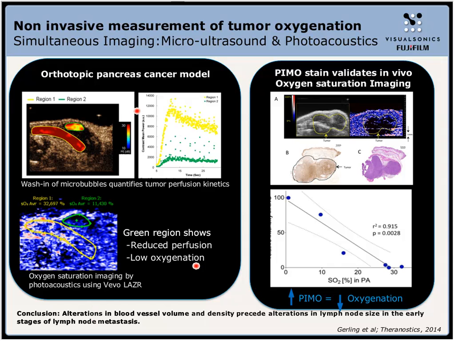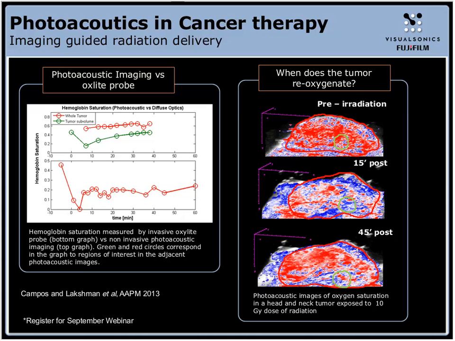So that connection between the last two slides is very important when it comes to photoacoustics and cancer therapy, particularly in radiation therapy. Radiation therapy is in that field of precision medicine and personalized care. And an important question in radiation therapy is, when does the tumor reoxygenate? Because that is the mechanism of radiation therapy, to exploit cells that are oxygenated to induce DNA damage.